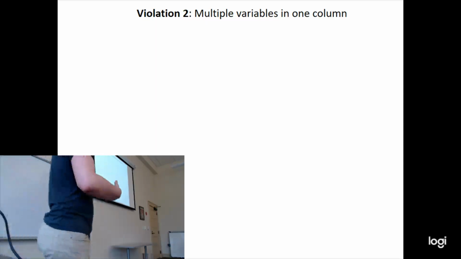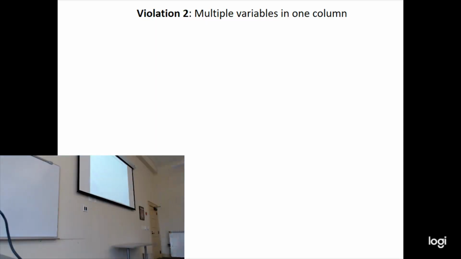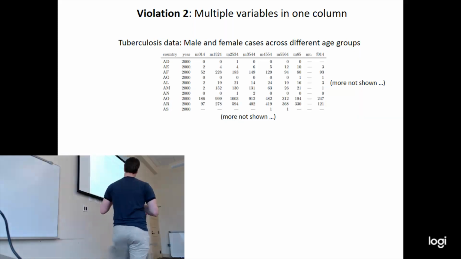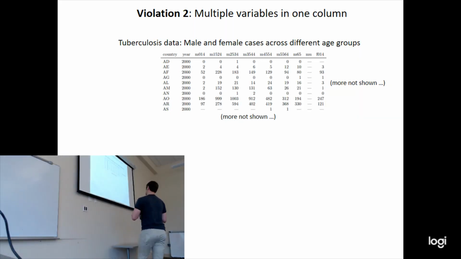Okay, so again, I think this is easier to understand in the context of an actual data set. So these are data about tuberculosis cases. Again, this is a real data set that Hadley Wickham found out there, posted on the internet.